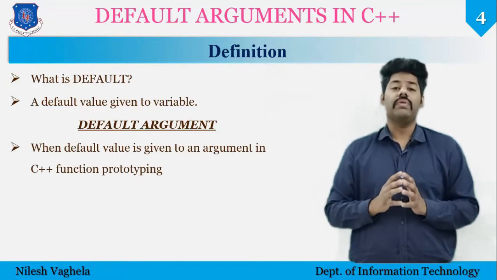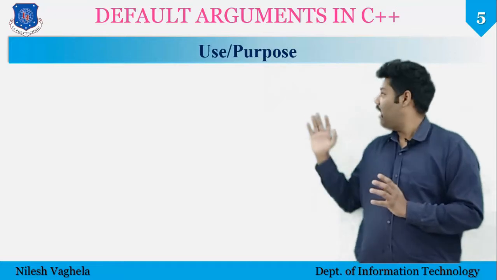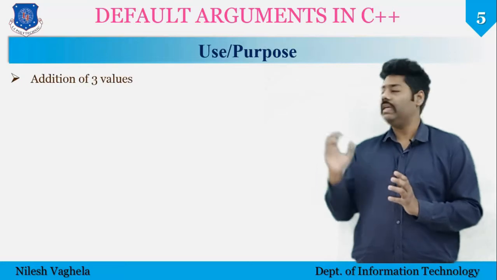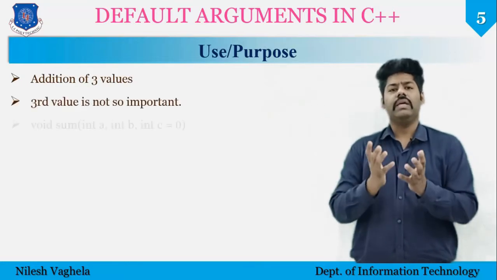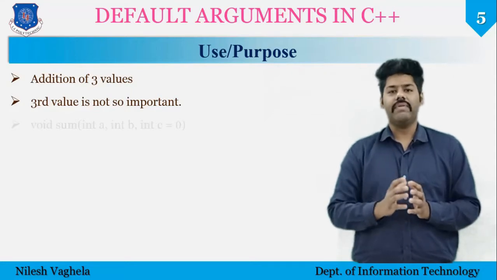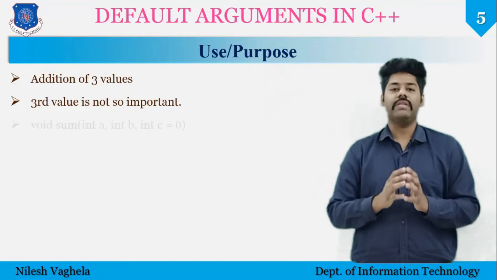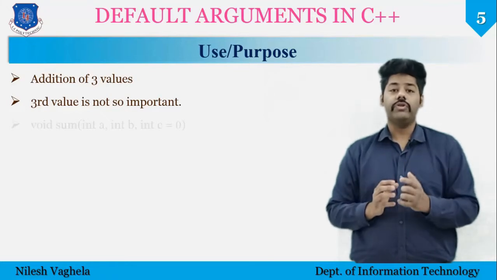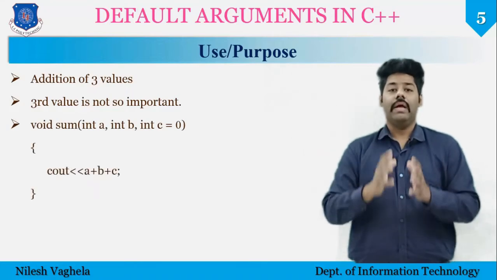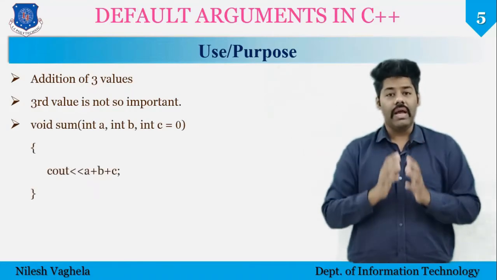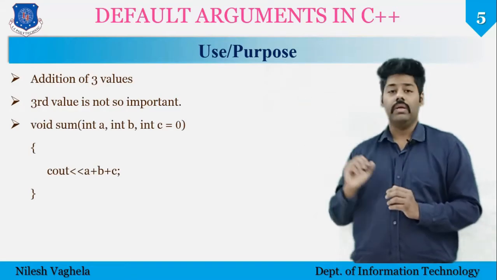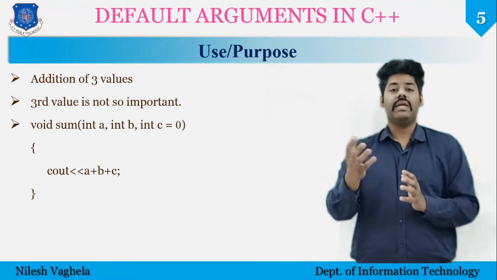Now, what is the use of a default argument? For example, I want to perform some addition task where the value of a third integer variable, which is integer c in this case, is not so important. If the user gives that value, then it will be added in the summation. Otherwise, it should not have any effect on a plus b, right? At that time, what should we do? We should make integer c equal to 0, which is a default argument. If we are not doing this, the user will have to compulsorily pass the values of a, b and c while calling the function sum, right?